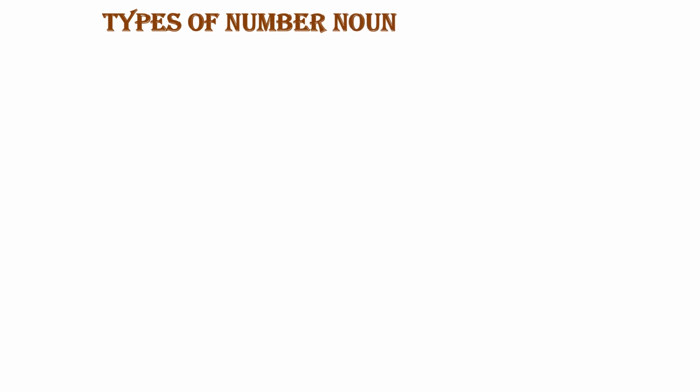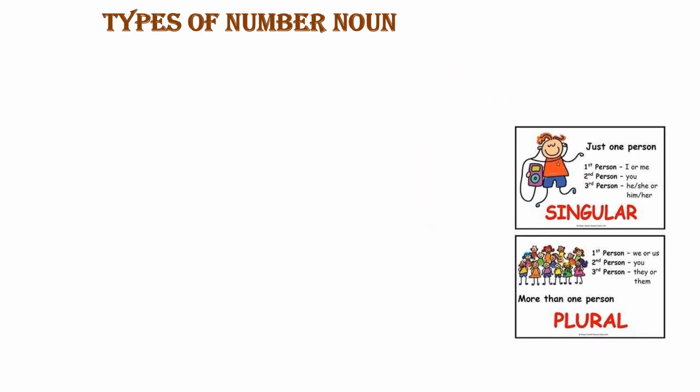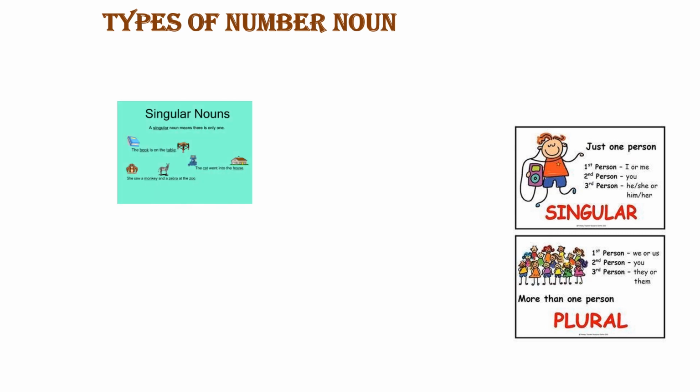So let us learn about types of number noun. First one is singular nouns and second one is plural nouns. Singular noun means just one person. First person is I or me, second person is you, and third person will be he, she, or him, her. And in plural, first person would be we or us, second person will be you, and third person will be they or them.